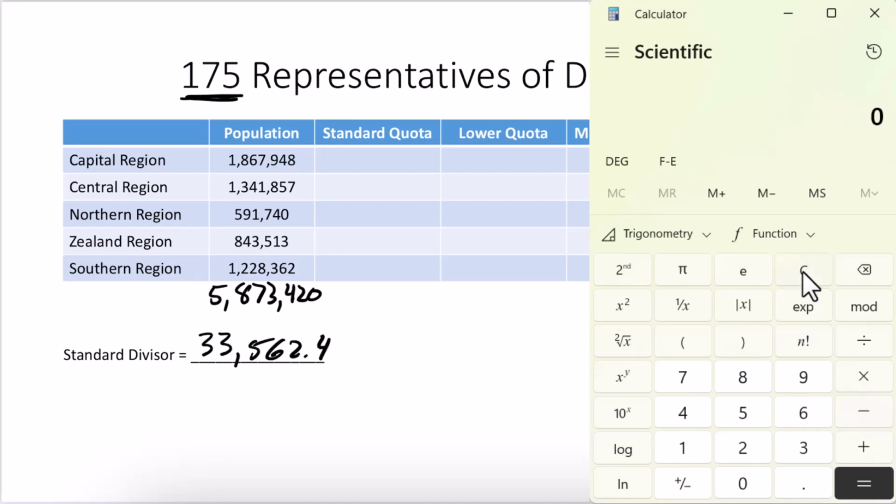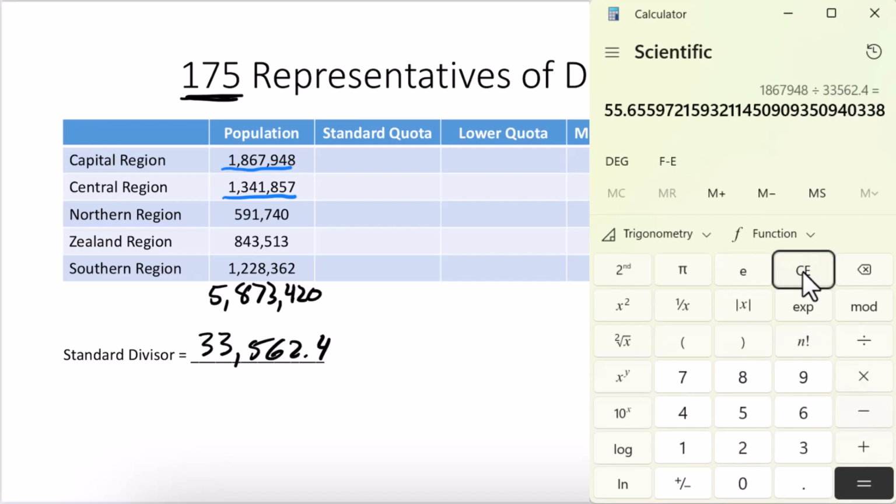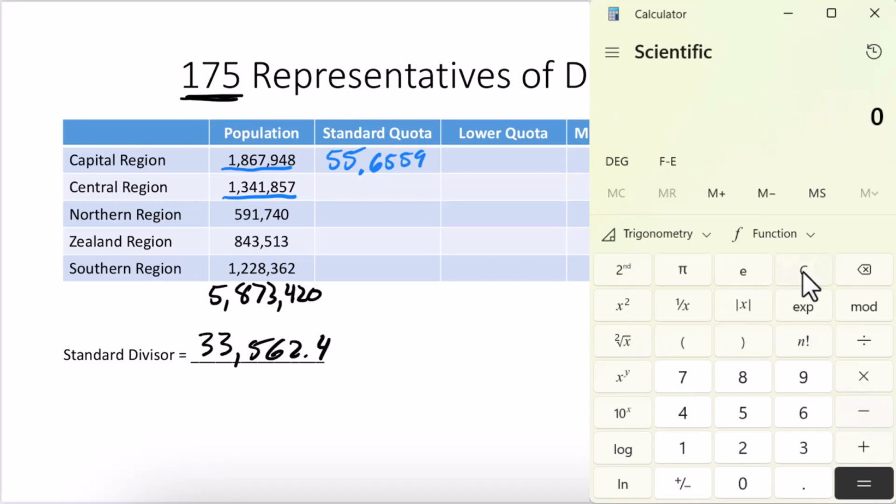Next we're going to calculate the standard quota, which we do by taking each individual population and dividing it by the standard divisor, because that will tell us approximately how many representatives should go to that region. So for the capital region, I'll do 1,867,948 divided by 33,562.4. And that gives me the decimal 55.6559.